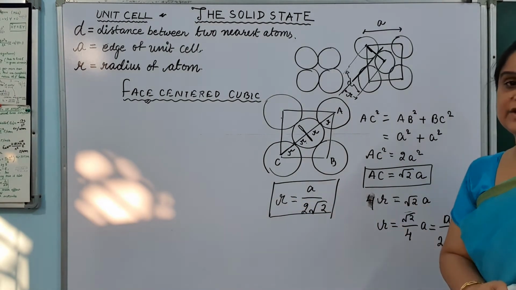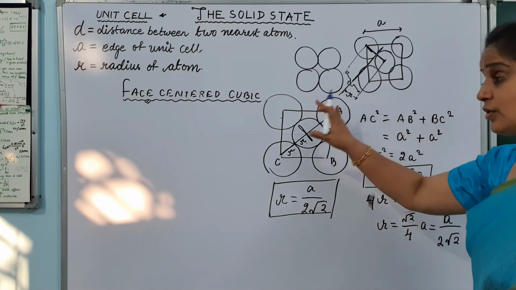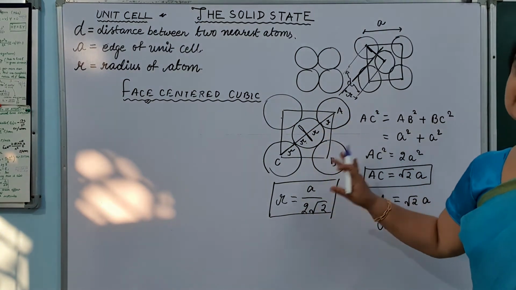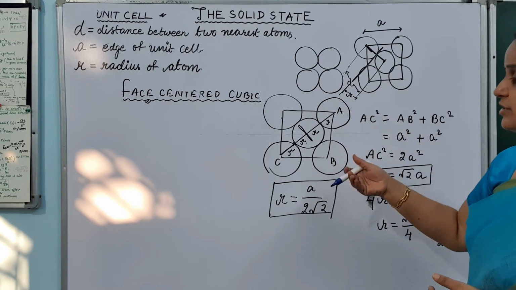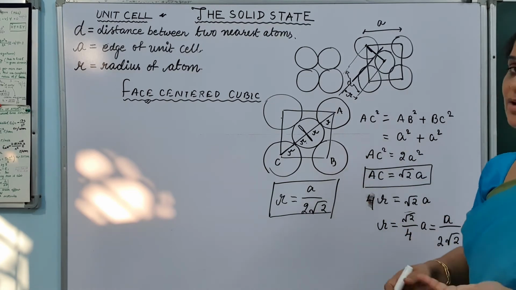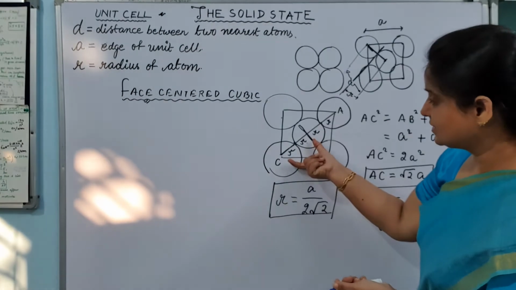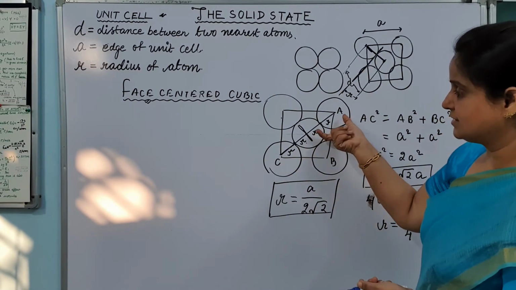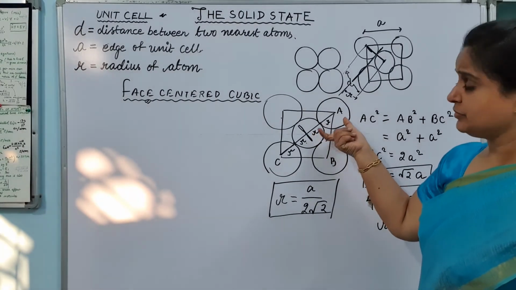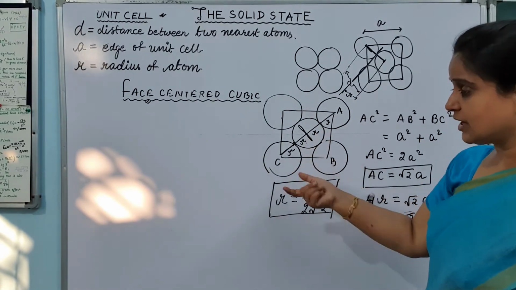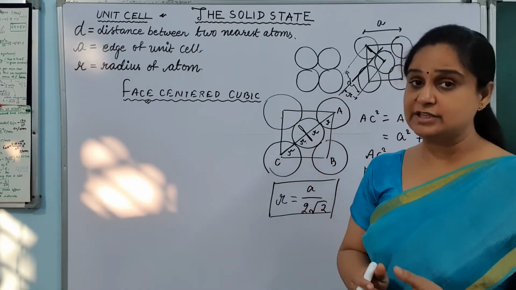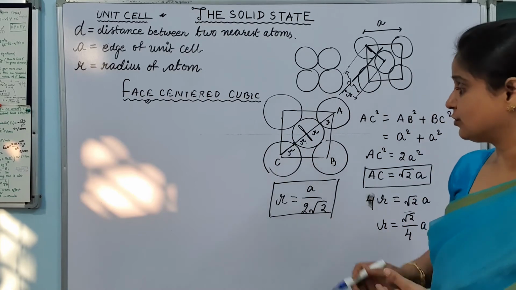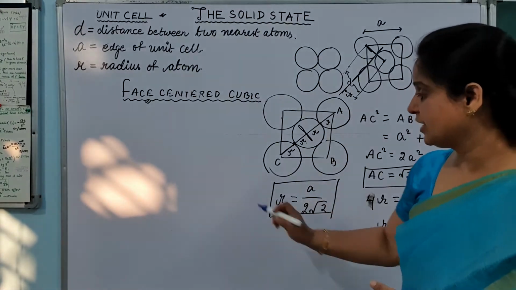So this is the relationship between R and A for the FCC. Can you find out the relationship between R and D here? Obviously, this is D, the distance between the two nearest cells. It is equal to 2R. If I want to calculate the relationship between R and D, what can I do? We know that 2R equals D. So can I do this?